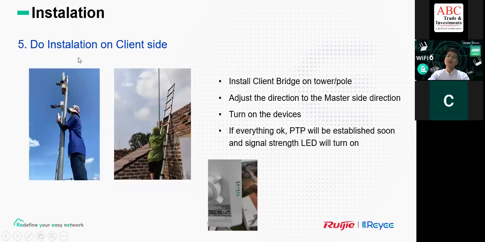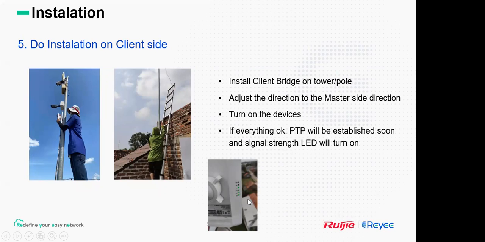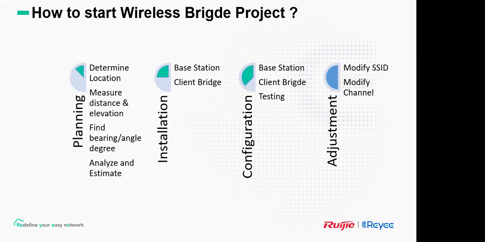Another thing is installation of the client side. For the client side as well, you can use the power and the pole, adjust the direction, and just power on. If you have already linked to the bridge side, soon your LED will turn on and you will get the signal, as I show you in the picture here. So easy. We will go to the configuration task.